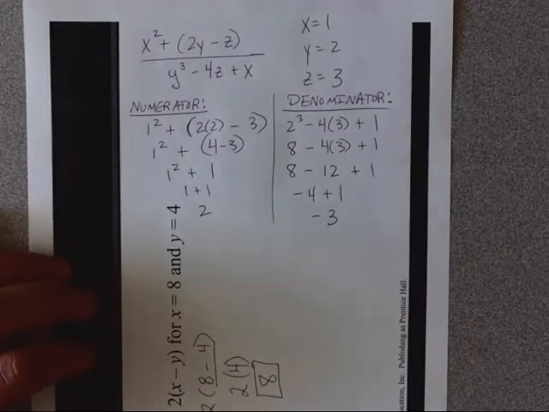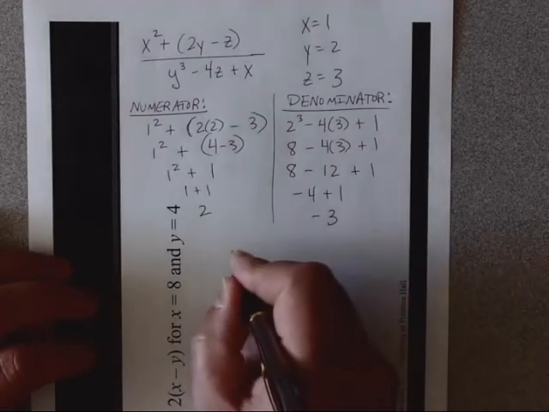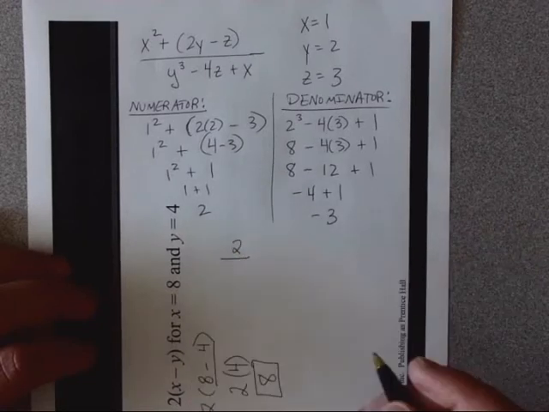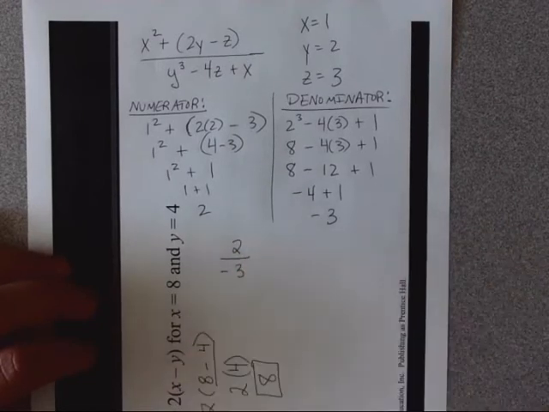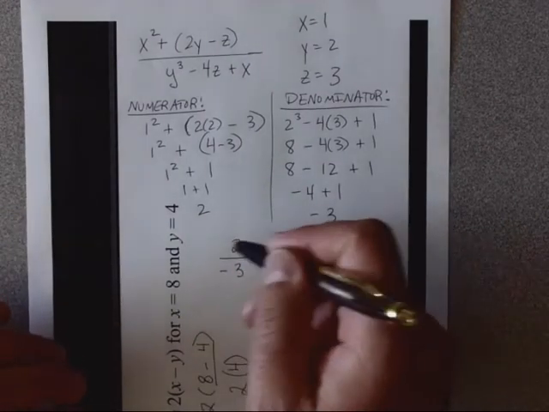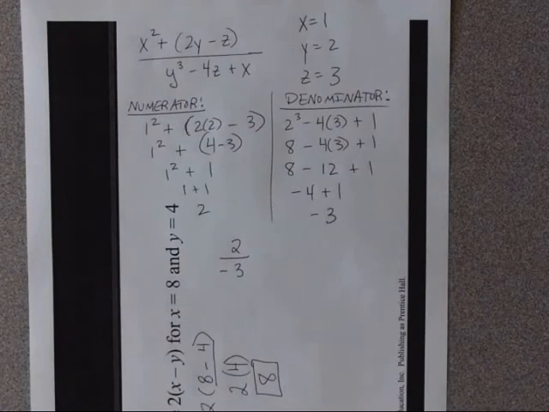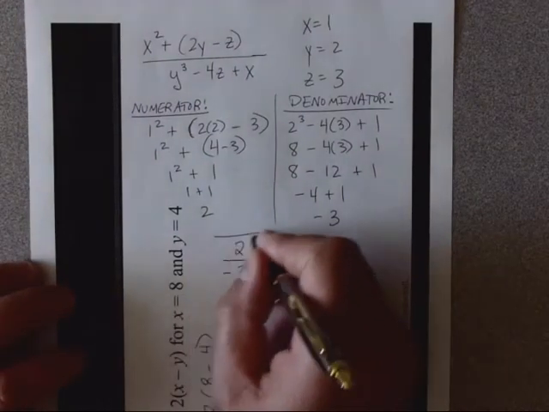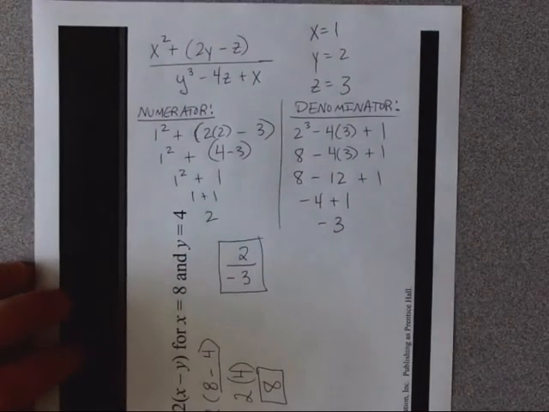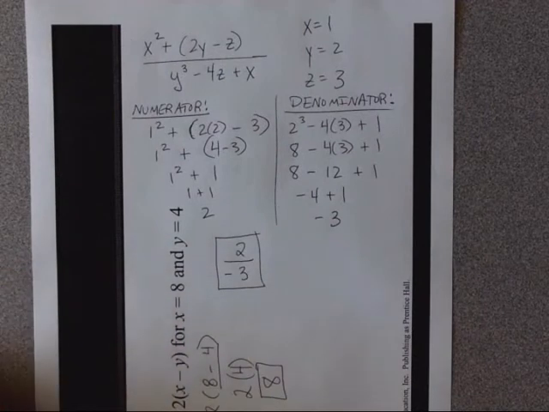Okay, so I've got my numerator, I've got my denominator. So now the final step, put the number for the numerator over the number for the denominator. If I could divide these, I would do that. Now this is not going to be divisible. Obviously negative 3 is not going to go into 2, so we're going to keep that as a fraction, negative 2/3.